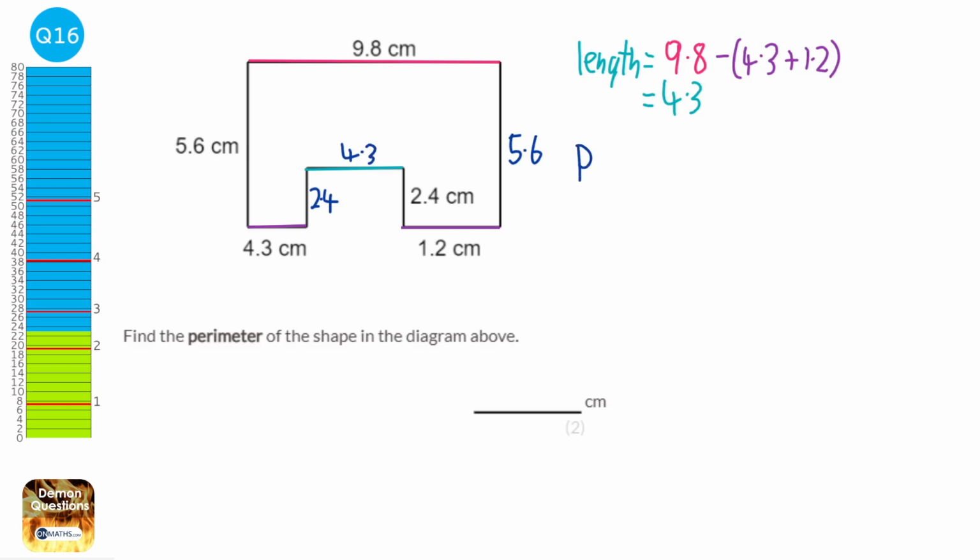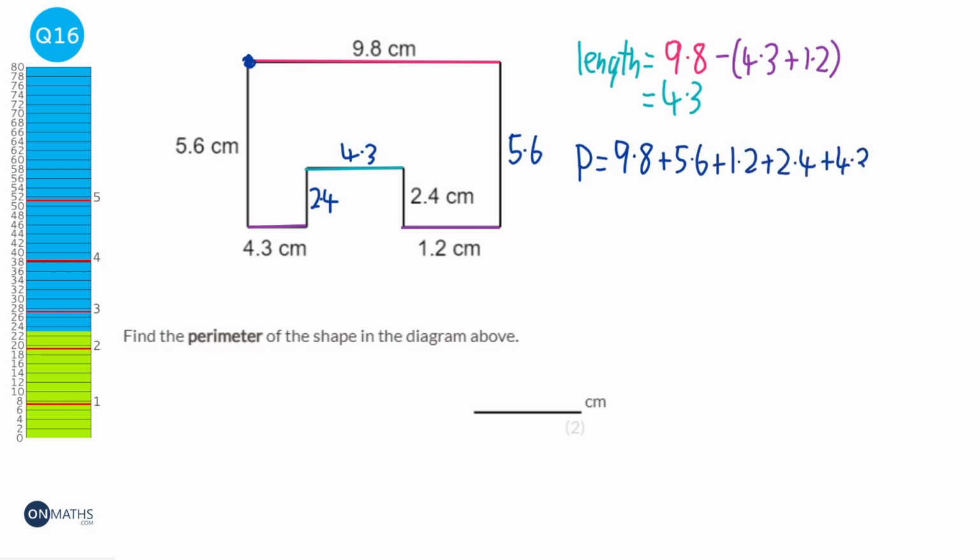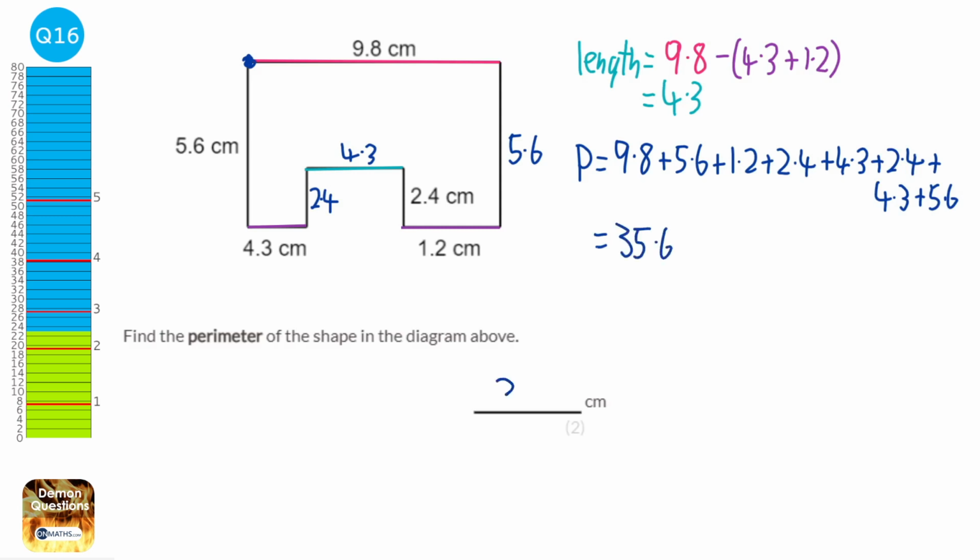To work out the perimeter, we're going to start at the top left of the shape and add up all the lengths as we go around the shape. So 9.8 plus 5.6 plus 1.2 plus 2.4 plus 4.3 plus 2.4 plus 4.3 plus 5.6. When you add all those up together, you get 35.6. It's a perimeter, which is a distance, so our units are centimetres.